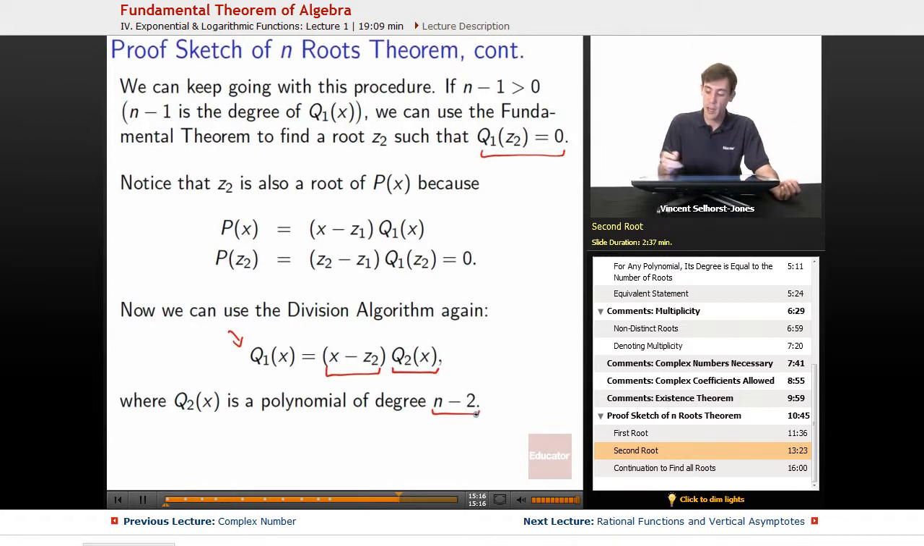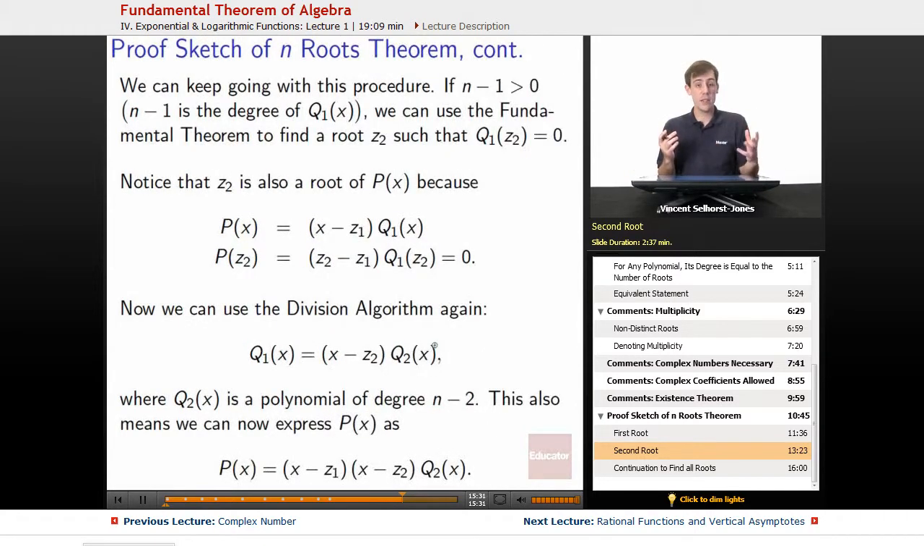a polynomial of degree n minus 2, because remember, q1 started at n minus 1, and then we're going to subtract 1 because we're pulling out a degree of 1. So we subtract 1, so we're going to get n minus 2 as the degree of q2 of x. Now, this means that we can also express p of x as x minus z1 times x minus z2 times q2 of x, right?